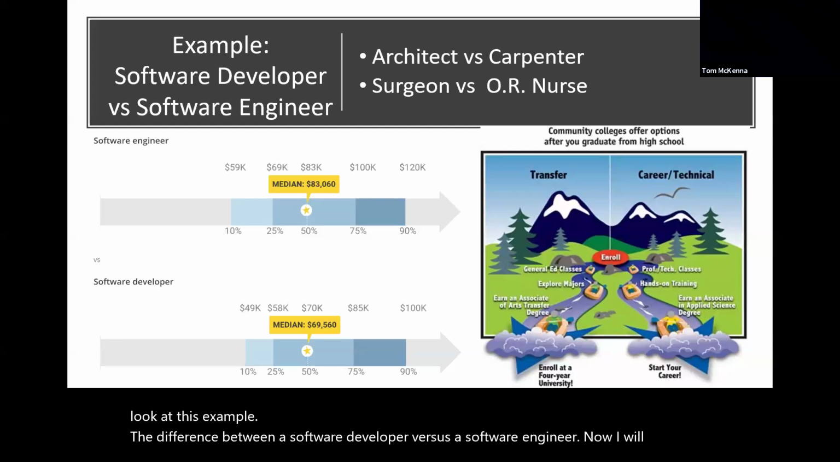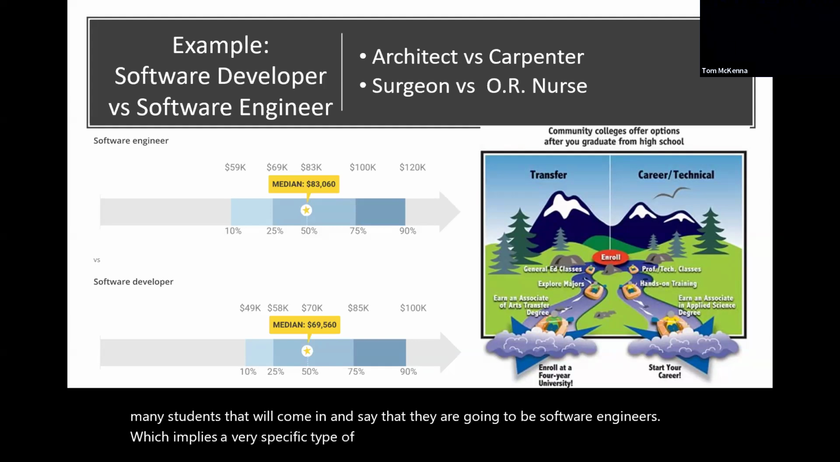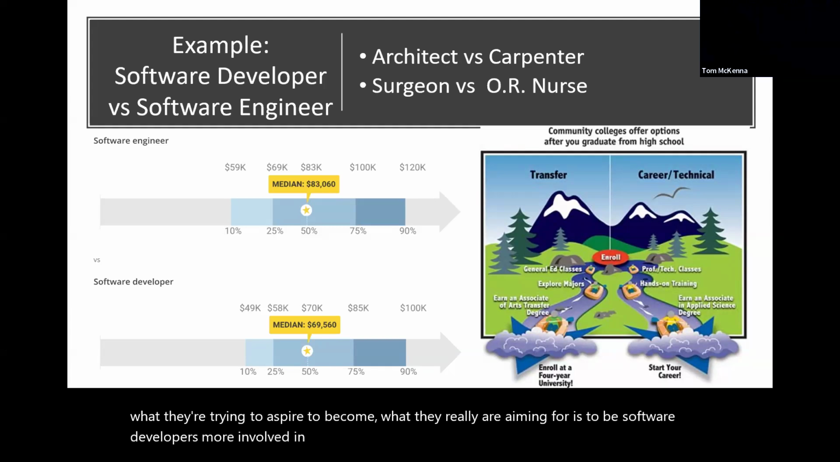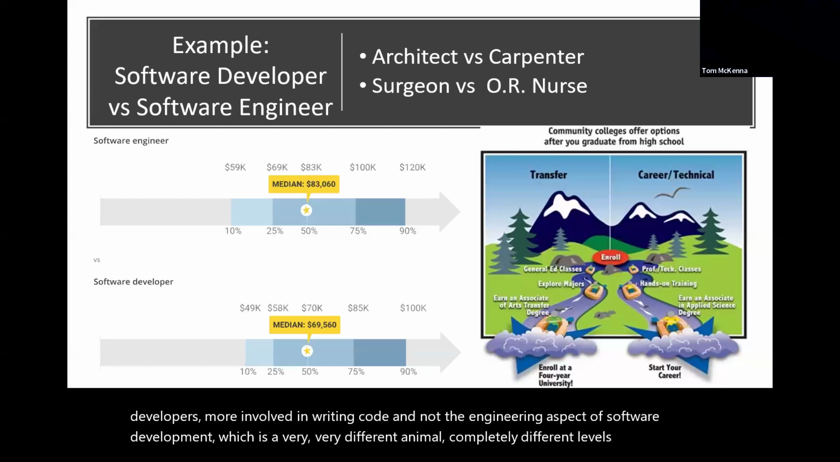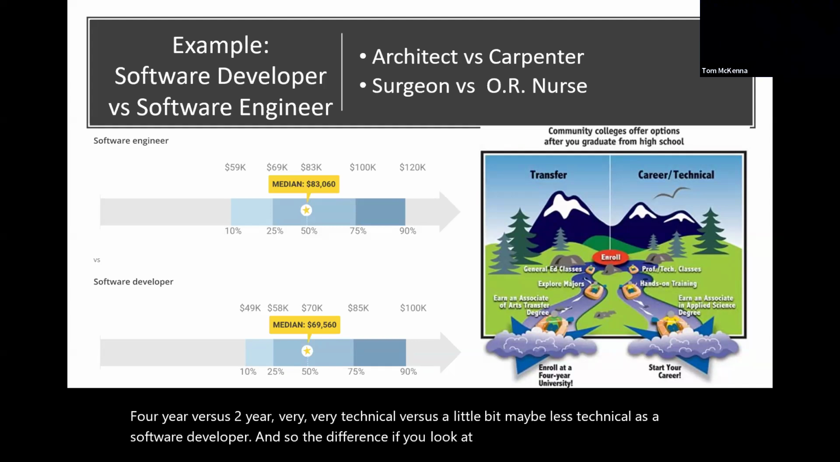Now, I will have many students that will come in and say that they are going to be software engineers, which implies a very specific type of degree. But when I learn more about them and I see what they're trying to aspire to become, what they really are aiming for is to be software developers, more involved in writing code and not the engineering aspect of software development, which is a different animal. Completely different levels of education, 4 year versus 2 year, very, very technical versus a little bit maybe less technical as a software developer.